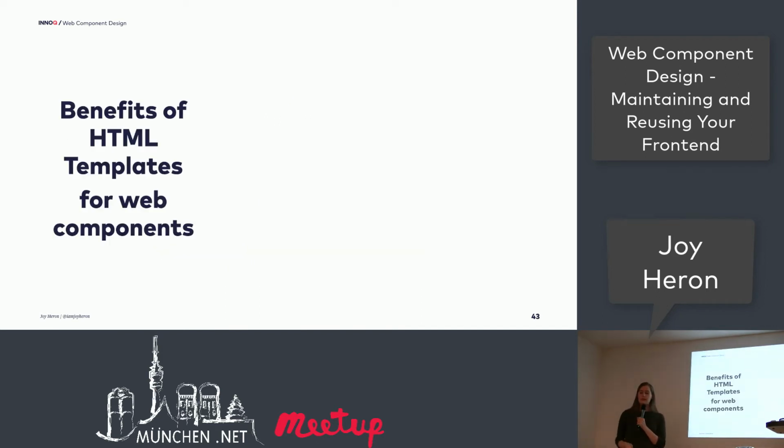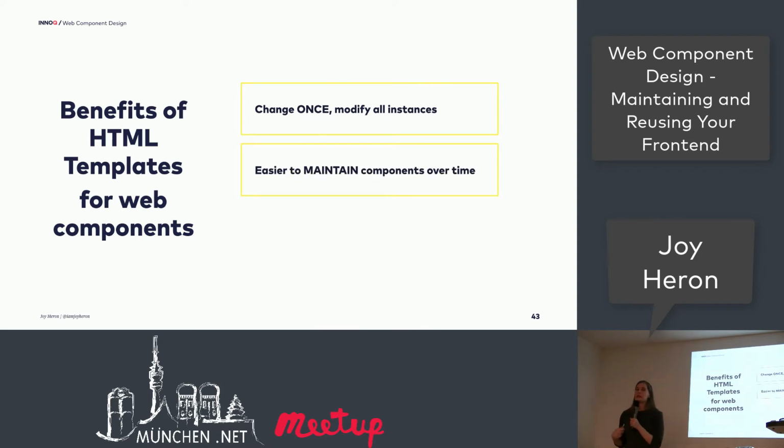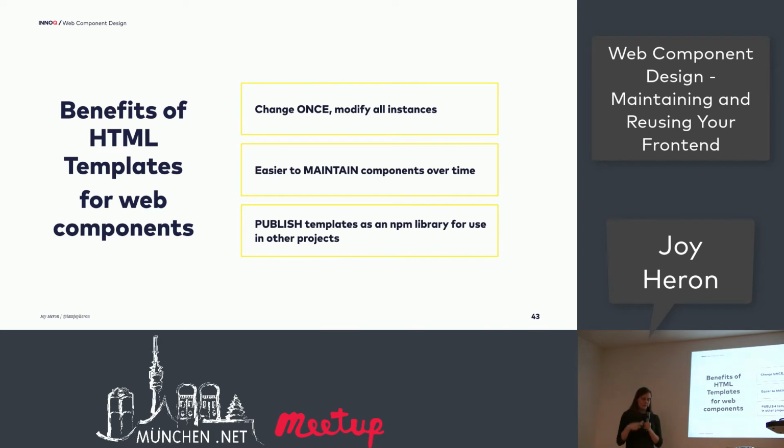But we can use a templating engine to do this. So then if we have our component inside a template, we can change it once inside our template, and it modifies all instances. That really makes it easier to maintain our components over time. And we can also publish. This is one thing I really like. We can publish our templates as a library, which other projects can then use. So our templates then become a product.